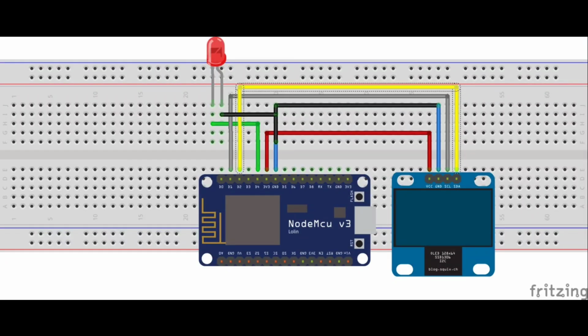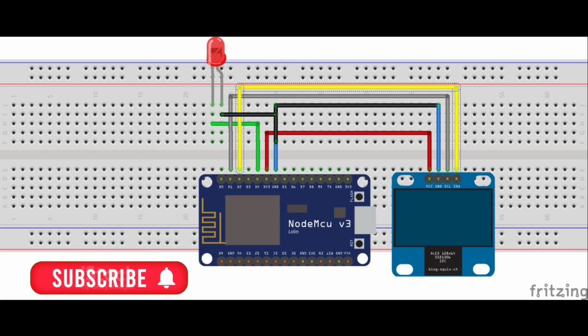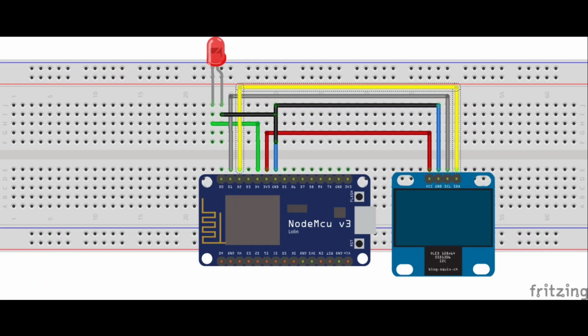Hardware connection. Now let's see the hardware setup. We are using ESP8266 NodeMCU, an LED, and an I2C OLED display. The OLED is connected using I2C, SDA to D2, SCL to D1. The LED is connected to D4 with a resistor. Adafruit IO desktop. Setup code explanation.